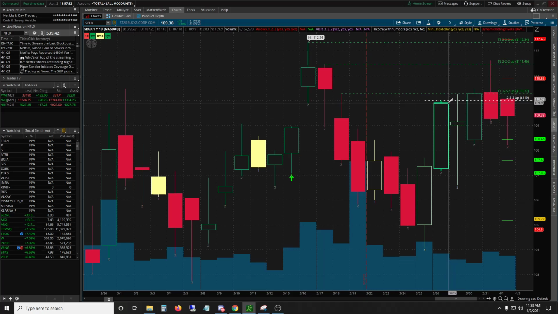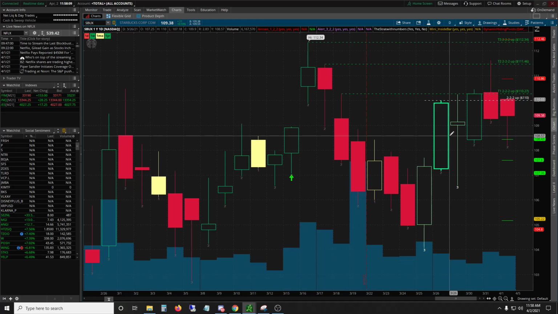Some would have put a stop right here at the top of this. Some would say the 50% mark of this candle, which was roughly right here, they would have stopped out. Really depends. When I traded Cat this week, Caterpillar, I stopped out twice. Then I got back in the third time, and that's when it took off, and I still made money.